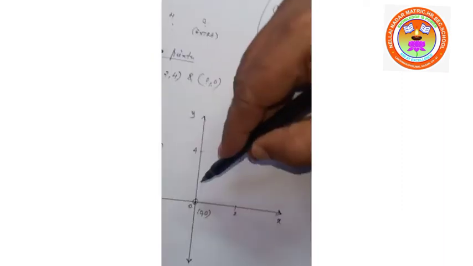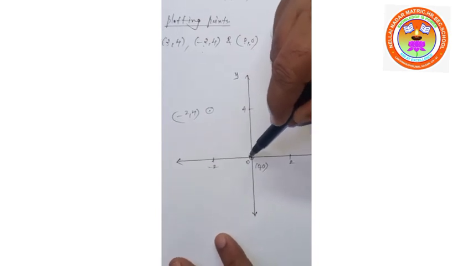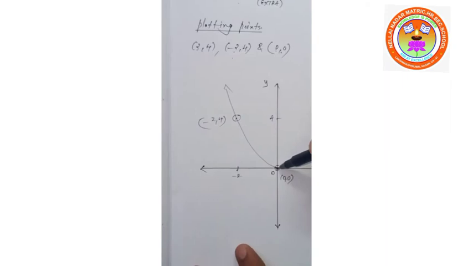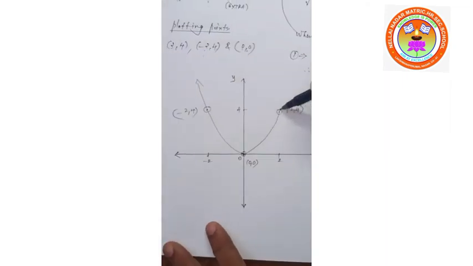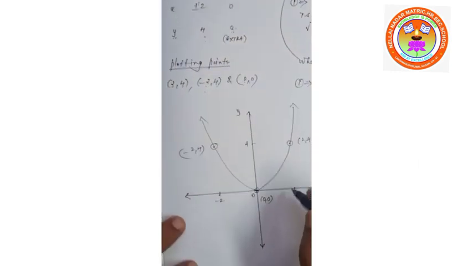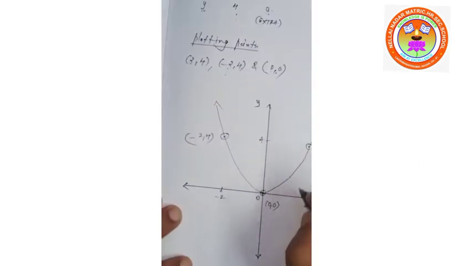It is a curve, so we have to join like this. Okay, it's a parabola, y equal to x squared.